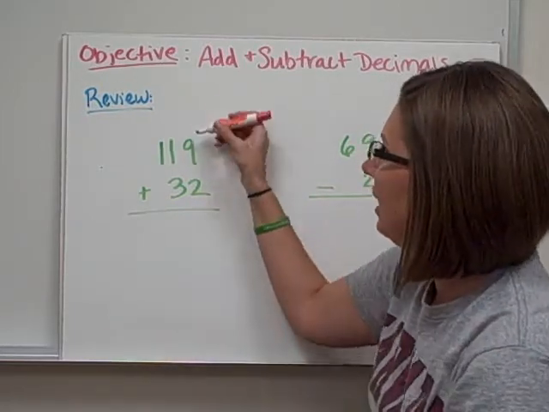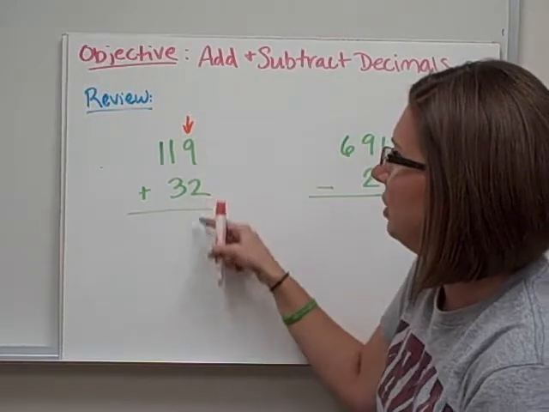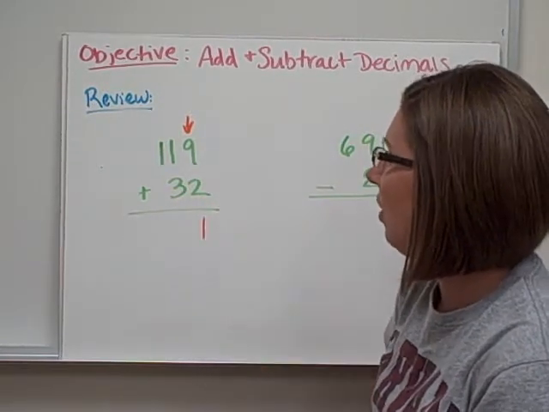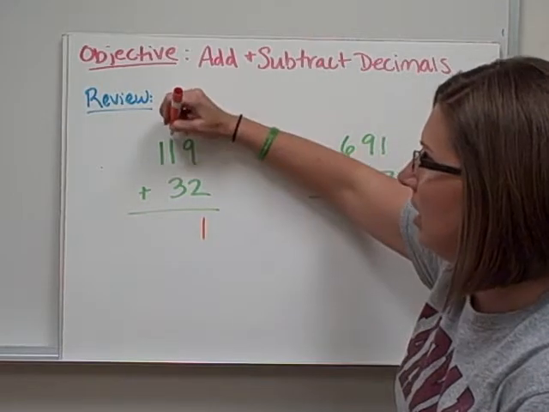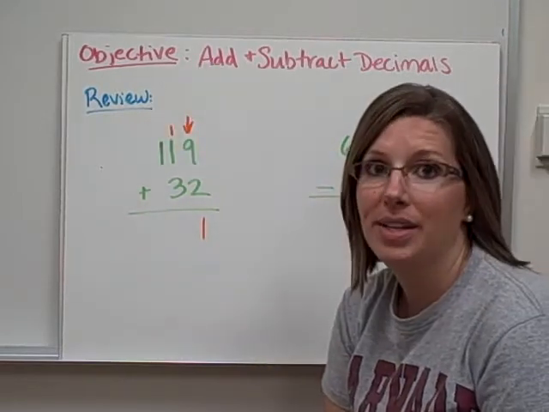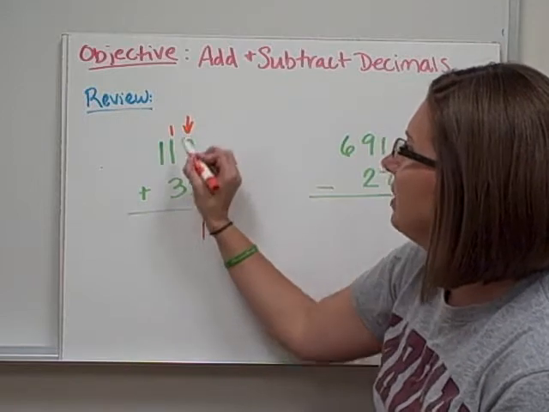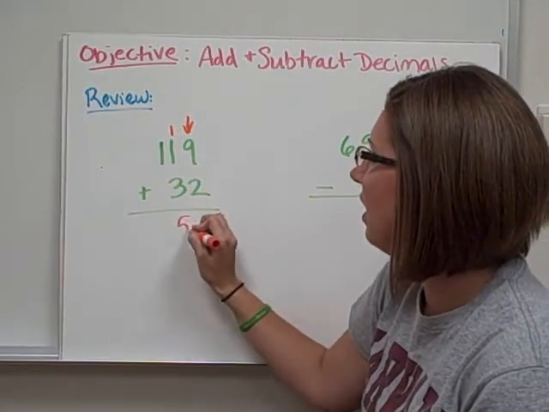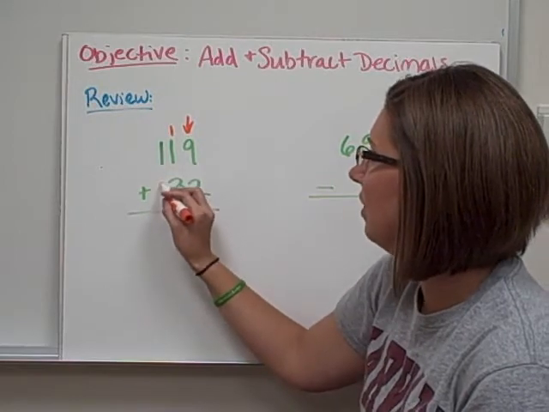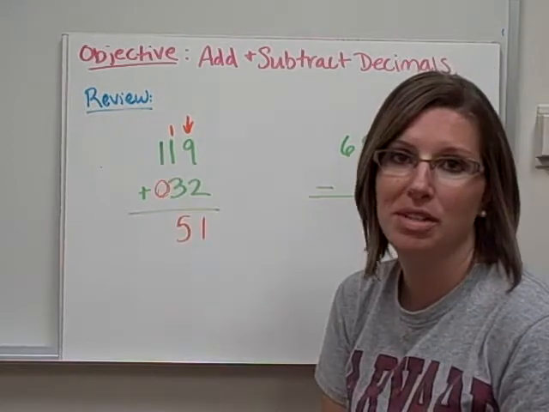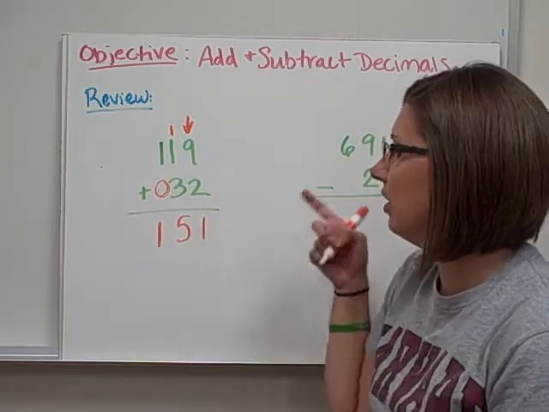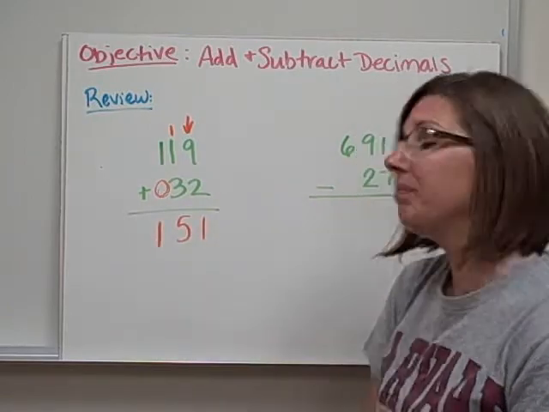We are just going to add the columns going straight down, so 9 plus 2 is 11. So I write a 1 and I carry my 1 that's in the tens place. And then I add the second column. 1 plus 1 plus 3, that's 5. And then 1 plus, there's an imaginary 0 here. 1 plus 0 is 1. So 119 plus 32 is 151.